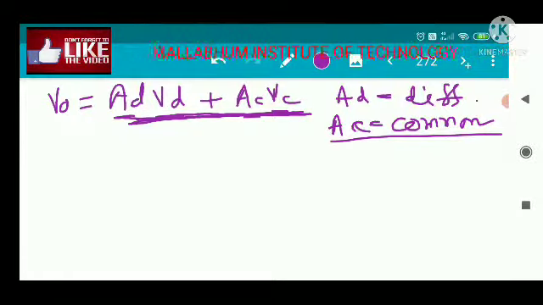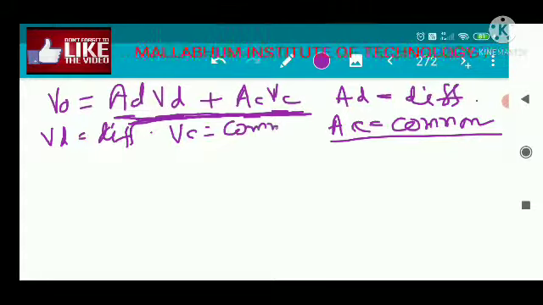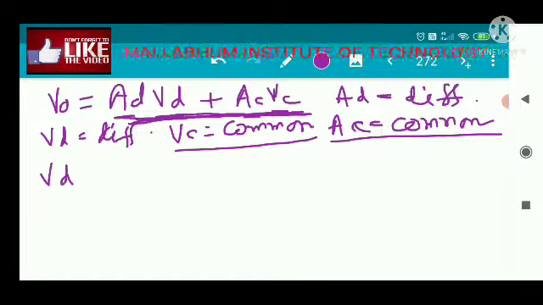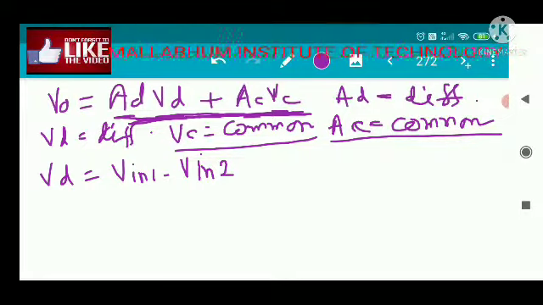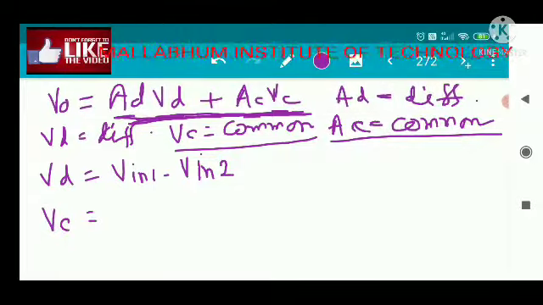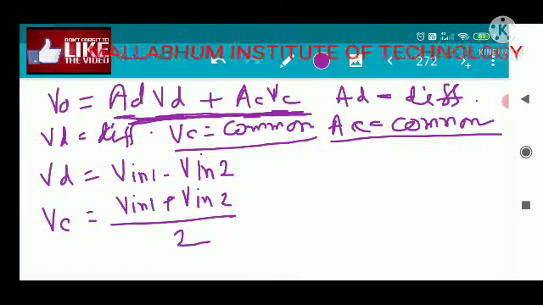Okay, so these are the two gains we have discussed. VD is your difference signal, and VC is your common mode signal. The common mode signal means the noise signal. We have also discussed that VD is nothing but Vin1 minus Vin2, and VC, this common mode signal, is nothing but Vin1 plus Vin2 divided by 2.